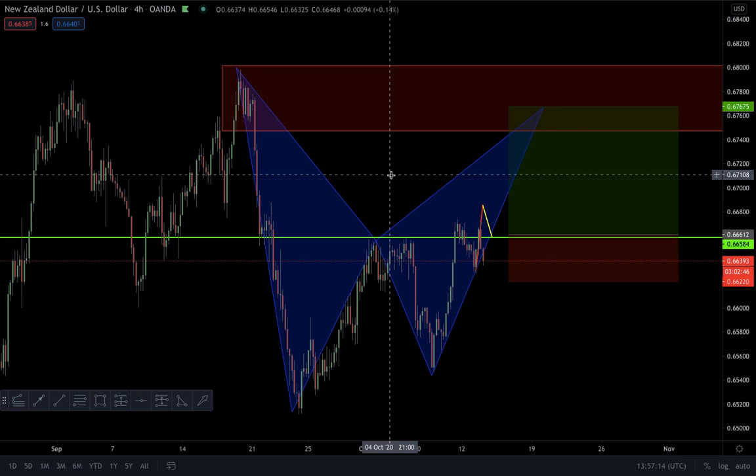So I hope this helps. I hope this wasn't too confusing. I know this is a little bit more in depth, but if you're familiar with advanced patterns, I know this is something that you can practically apply to your trading today to make you a better trader.